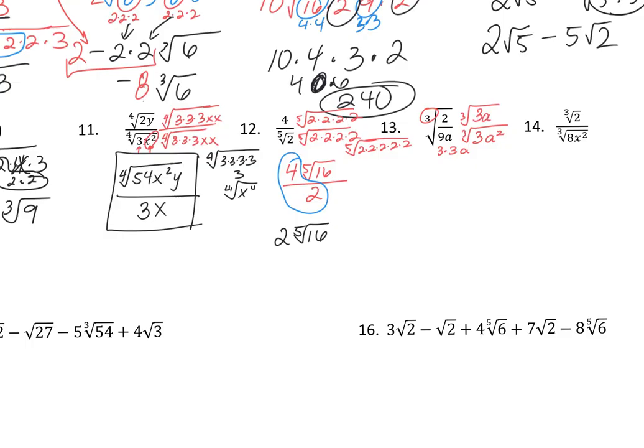So we'll do it on the top. So I have the cube root of 6A squared in the numerator. And in the bottom, I got the cube root of 3 cubed, which is 3, and the cube root of A cubed, which is A.